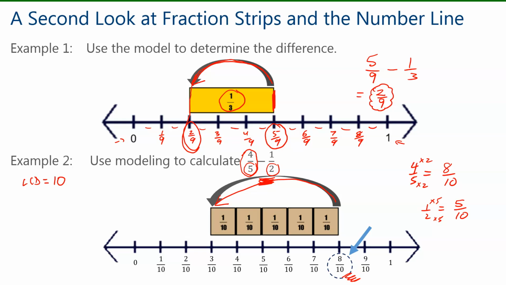That's the same. To get my answer, to figure out the difference, well, I look at where I end up. And I see that we end up at 3/10. Right there. So what have we just figured out? Well, 4/5 subtract 1/2 equals 3/10. Once again, this answer is in simplest form.